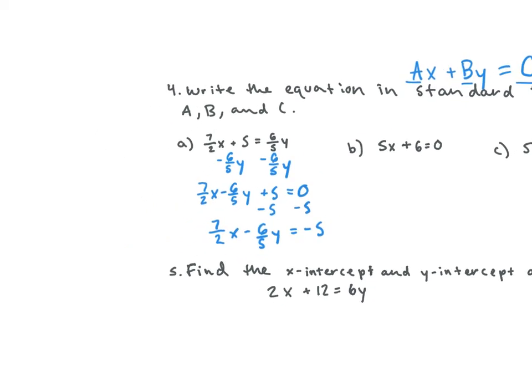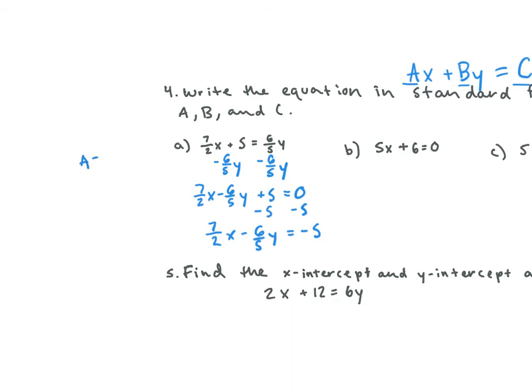So now we list our a, b, and c. So our a is 7 over 2. Our b is negative 6 over 5. Can't forget that negative sign there. And then our c is negative 5.